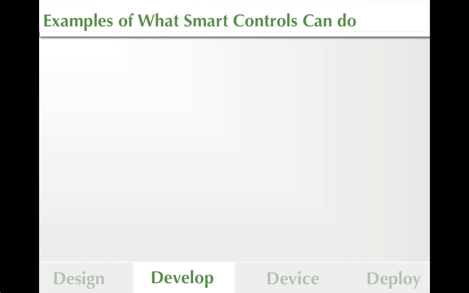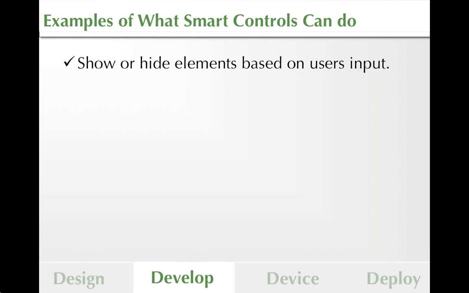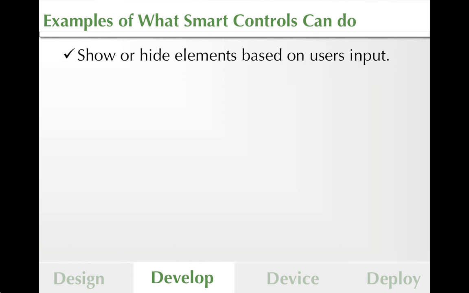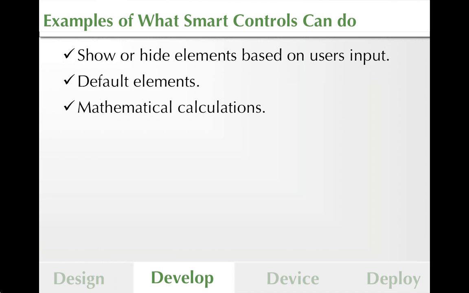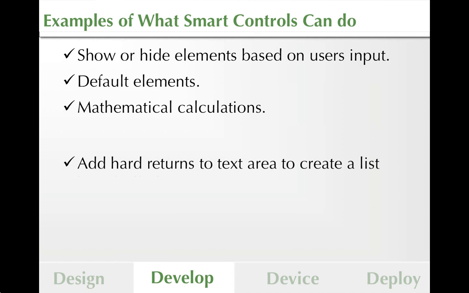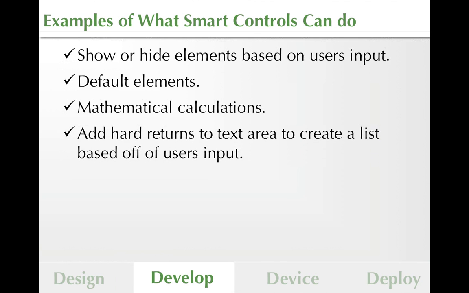So here are just some examples of what smart controls can do. Like we said earlier, they can show or hide elements based on a user's input. They can default elements. So maybe you want to have your date and time element to always show today's date, then you can default it to do that. You can have mathematical calculations, of course. You can add hard returns to a text area to create a list based off of a user's input.